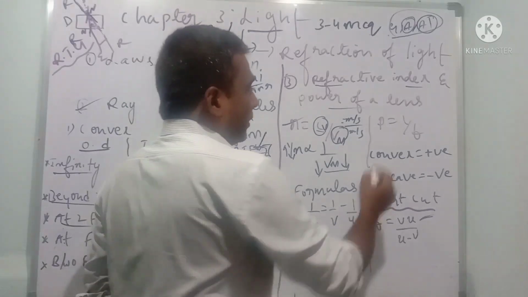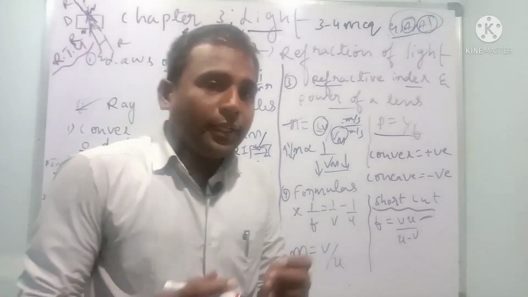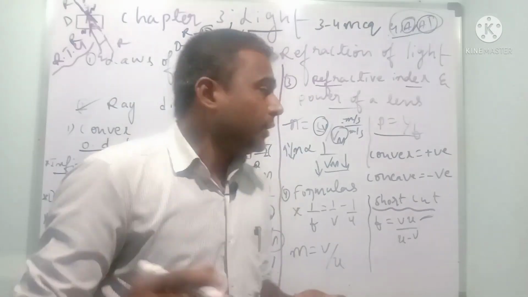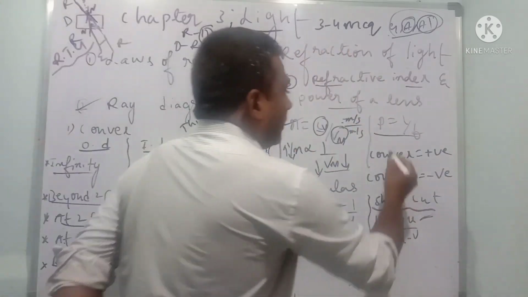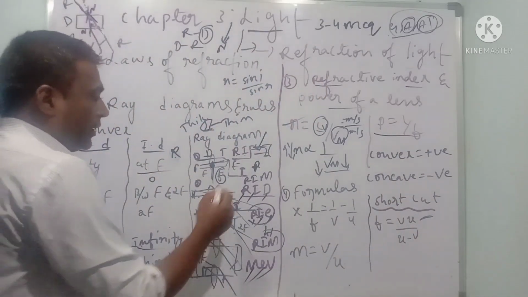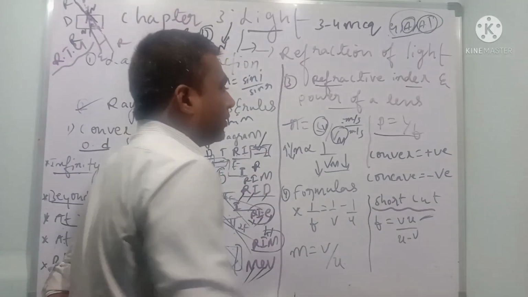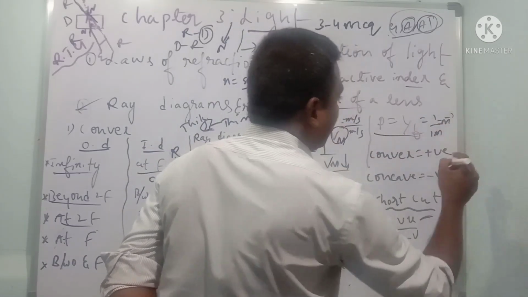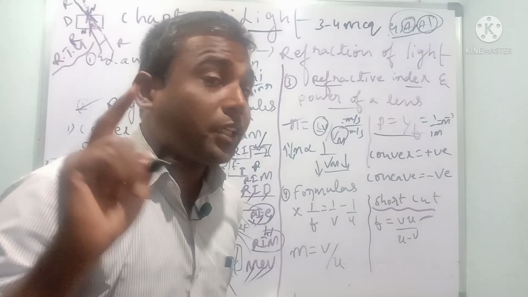Now come to the next point: power of a lens. Power of a lens means the ability of the lens to either converge or diverge light. We can also say the power of a lens is the reciprocal of focal length. What is focal length? The distance between the principal focus and the optical center. If focal length is equal to 1 meter, power becomes 1 meter inverse. That is called 1 dioptre. Very important: 1 dioptre means 1 meter inverse.